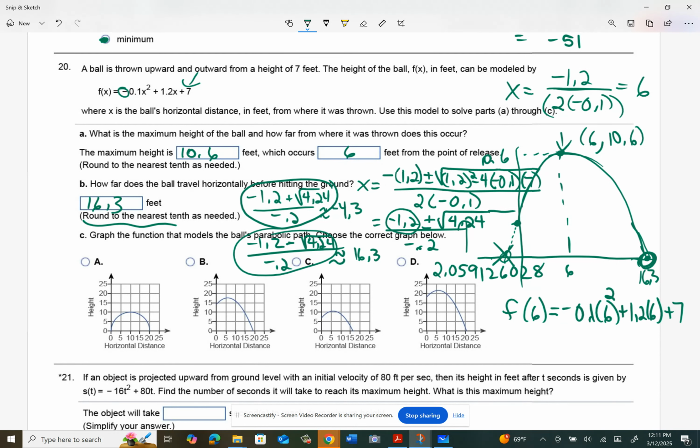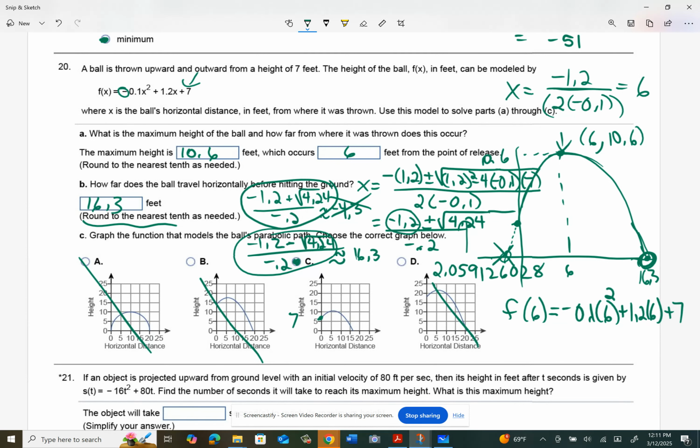Okay, so type those in, and then the negative one wouldn't make sense in this context, so you'd rule that out, and then you would put a 16.3 in. All right, so now when you're trying to get the graph of it, the y-intercept is 7, so that actually can rule out this one, and this one. And so it has to be C because it has to have a y-intercept of 7.